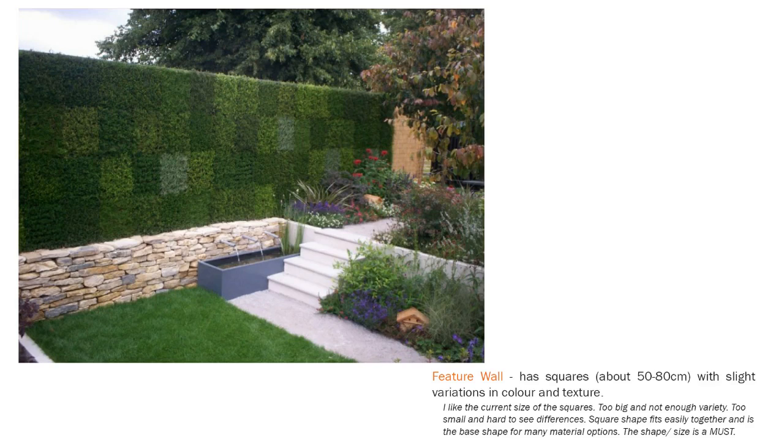I like the current size of the squares. Too big and there's not enough variety. Too small and it's hard to see the differences. Squares also fit together very easily compared to other shapes like circles, and are the most common shape for any material options like stone or even timber slats. So for me, the shape and size of the squares is really a must.